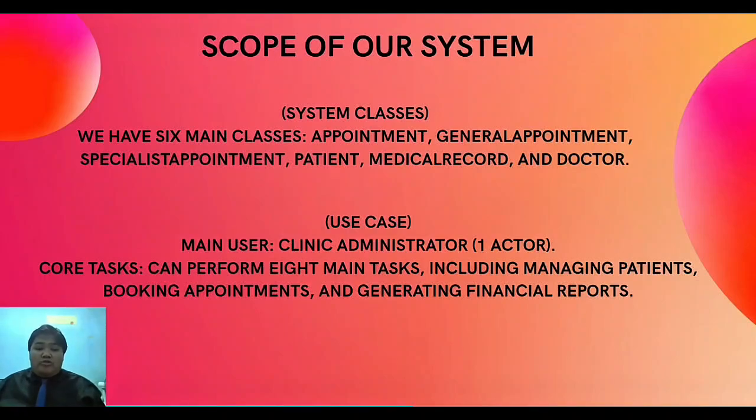My name is Muhammad Shafiq Salihin bin Jose and I am the project innovation strategist for this group. Now, I will explain the scope of our system. So basically in our system, we have 6 main classes, which are appointment, general appointment, specialist appointment, patient, medical record, and doctor. We have only one main user, which is the clinic administrator. The administrator can perform 8 main tasks such as registering patients, booking appointments, and generating financial reports.